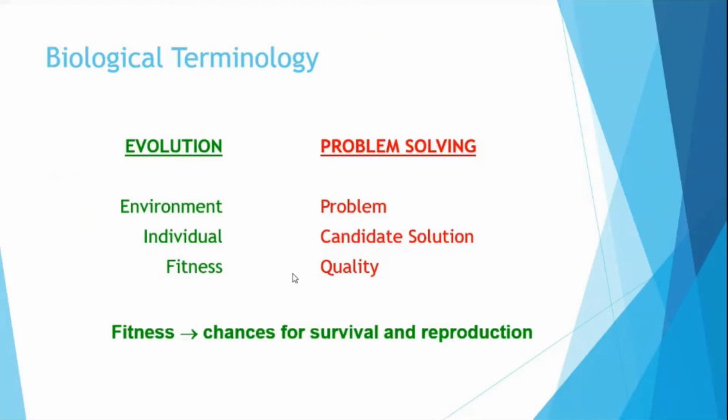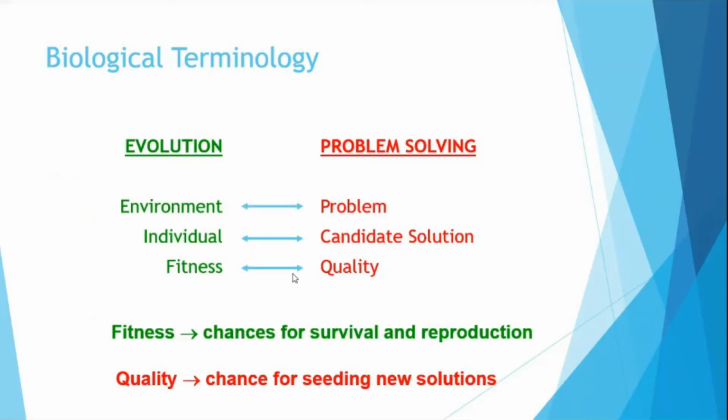So quality is a chance of seeding new solutions. That is, the quality of a candidate solution determines, for the next iteration, whether this particular solution will survive or not. That is one thing. And the other thing is whether this particular solution will be able to create a new solution or not. So that is the chance of seeding new solutions, and that is dependent upon the quality of the solution.